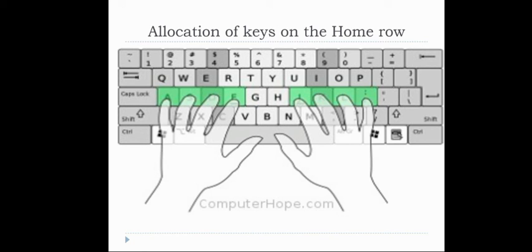Now this is the way by which you can allocate your fingers on the home row. Left hand: index finger should be on F, middle finger should be on D, ring finger should be on S and little finger should be on A, and the thumb you will use for pressing the space bar, as you can see in the image. Same for the right hand: index finger will press J, middle finger K, ring finger L and little finger will press semicolon.